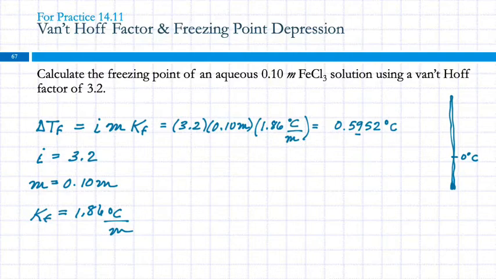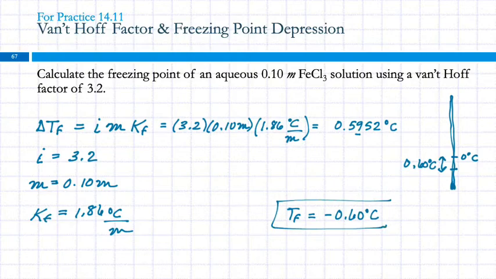So freezing point depression means that the freezing point is below what it should be. And the difference is that number I calculated. And so I would say that the freezing point is equal to negative 0.60 degrees Celsius. Any questions? You do the same type of calculation with boiling point elevation or with osmotic pressure.